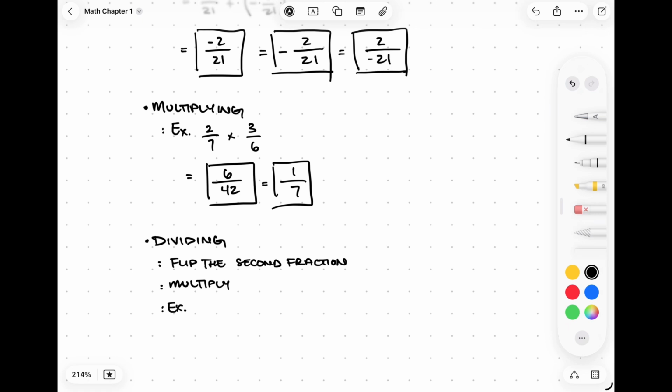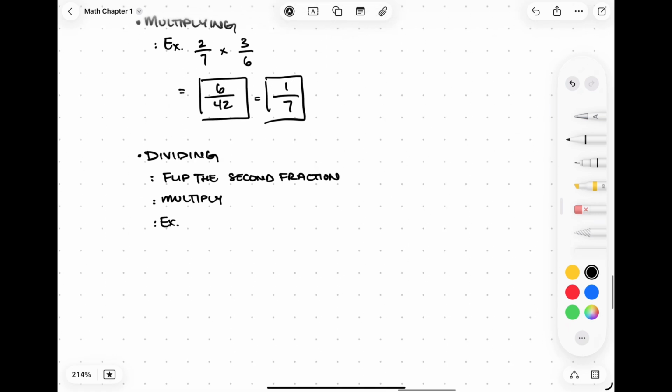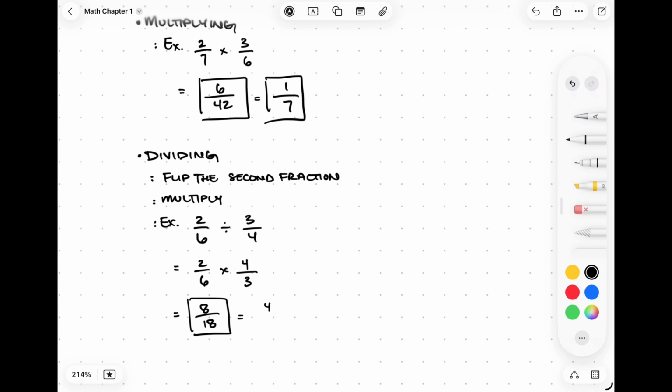So an example here would be 2 over 6 divided by 3 over 4. So what you would do is you'll keep the 2 over 6, and some of you again might be able to simplify if you wanted to. You're going to multiply instead of divide, and then you are going to flip that second number to make it 4 over 3. And then you could do your basic multiplication. So I have 8 on the top, and on the bottom I have 18. And if I wanted to simplify that, I would divide both by 2 and get 4 over 9.